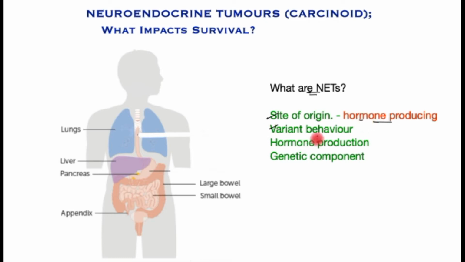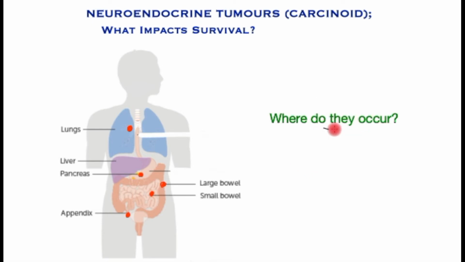These tumors have a variable behavior pattern, from being very slow in their growth and spread to highly malignant. A minority of these produce hormones. As I've just explained, these are chemicals that will have a biological action in the body. And finally, some of these will have a genetic component and may run in families.